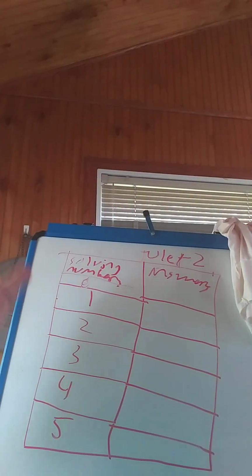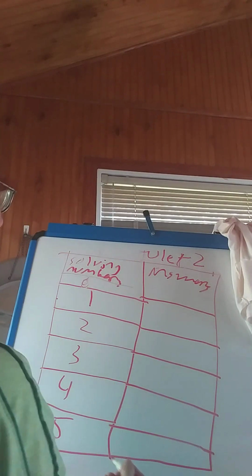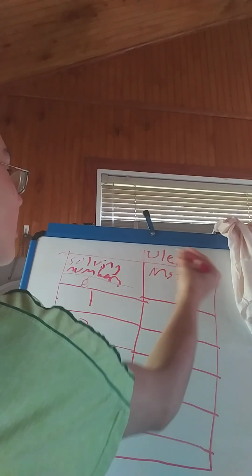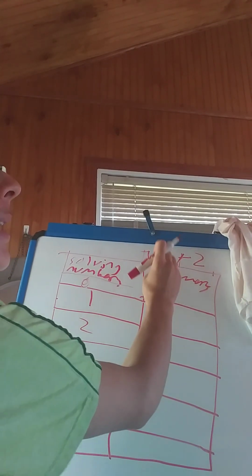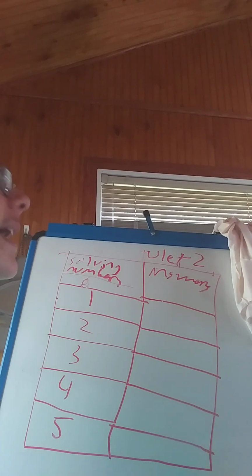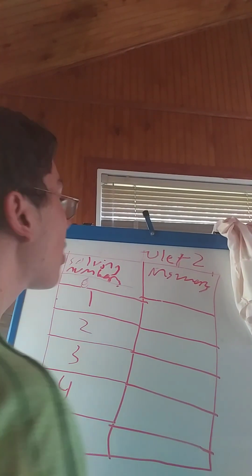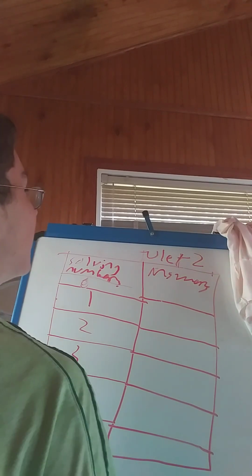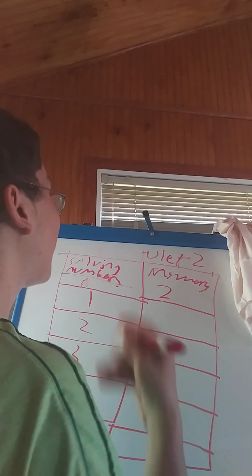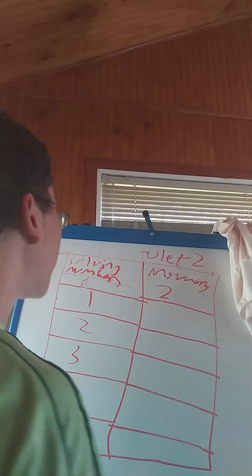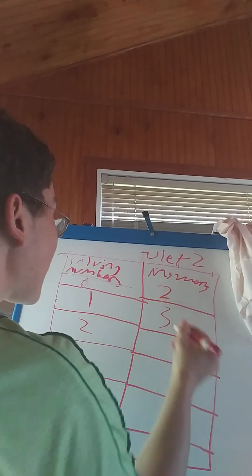So what we're going to do is take each of these numbers, 0 plus 2, and put that answer in this column. Okay, in that column. So 0 plus 2, we obviously know is 2, because 0 means nothing. And then 1 plus 2 is 3.